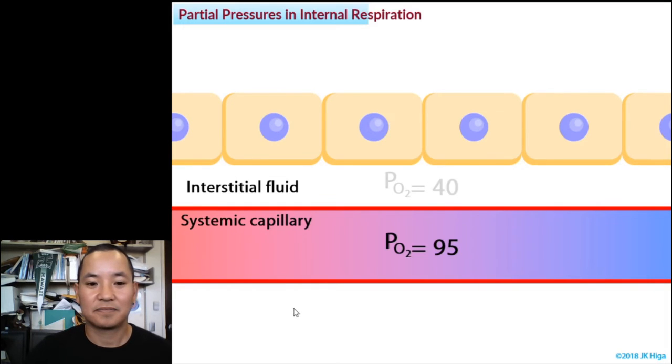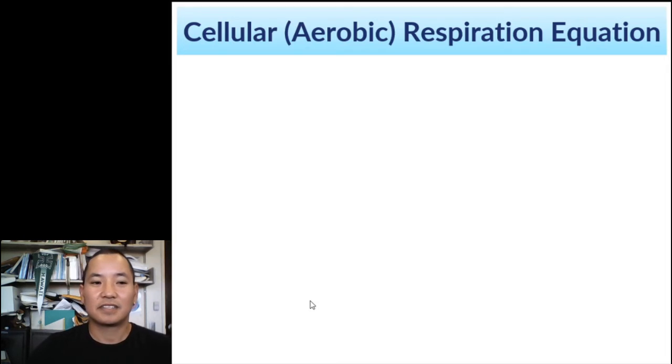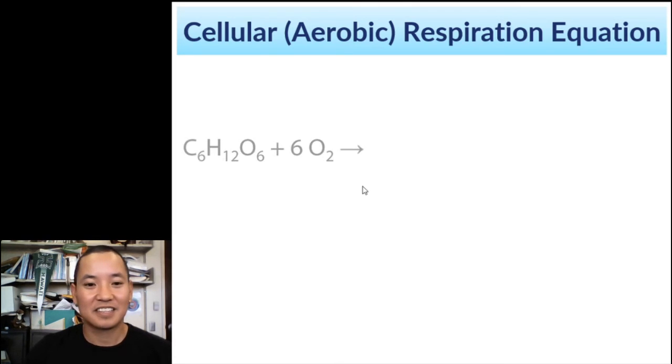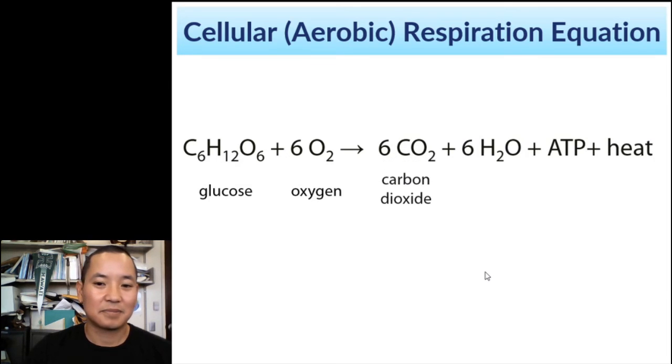Alright, so that's what we have here. Alright, so what happens next? Well, remember that cellular respiration equation that we briefly mentioned earlier in the semester, and if you've taken biology, you've probably already seen this equation. So what do we have here? We have glucose plus oxygen, and then due to cellular metabolism, what does this produce? Carbon dioxide, water, ATP, and heat.